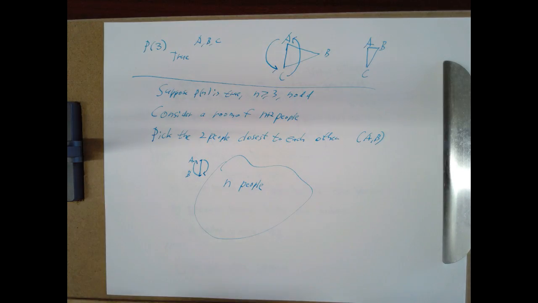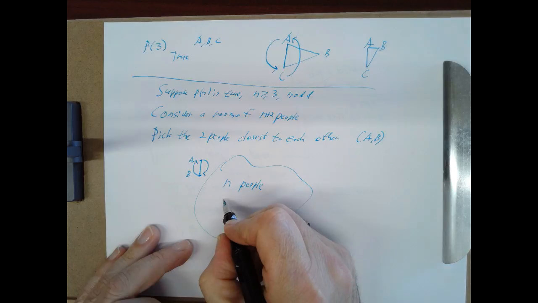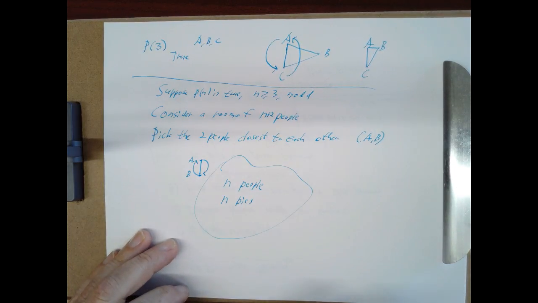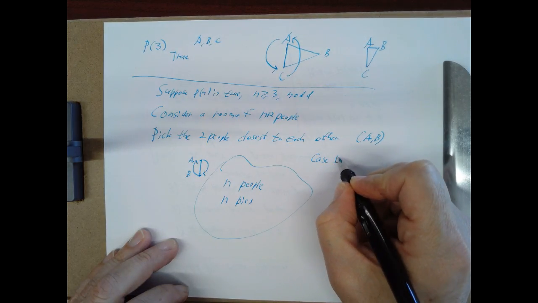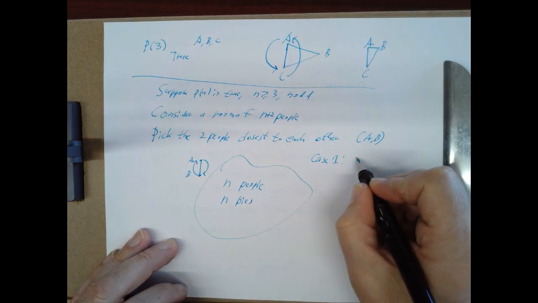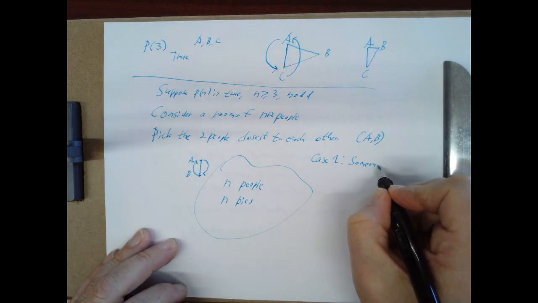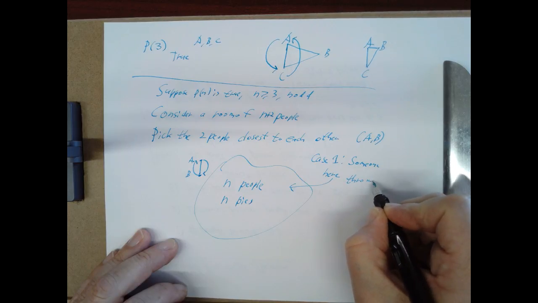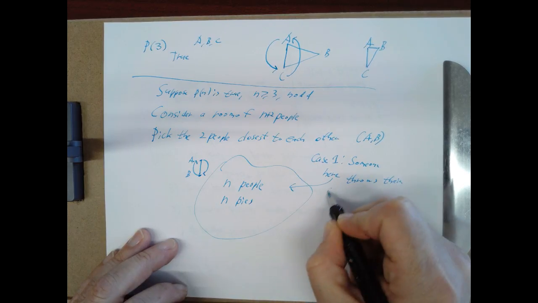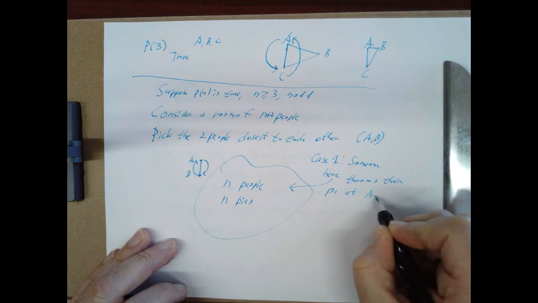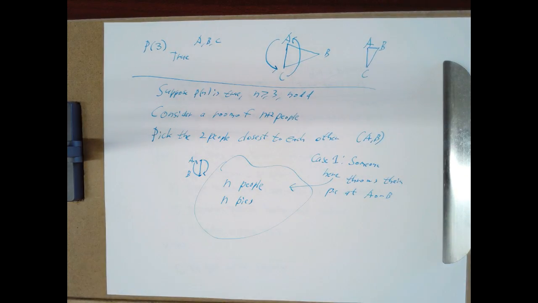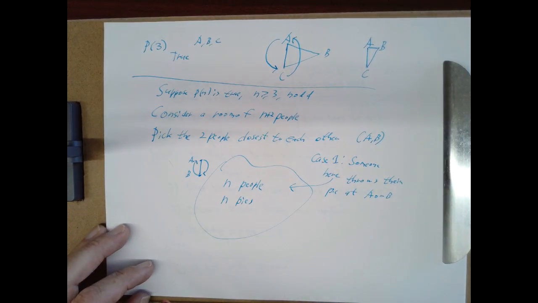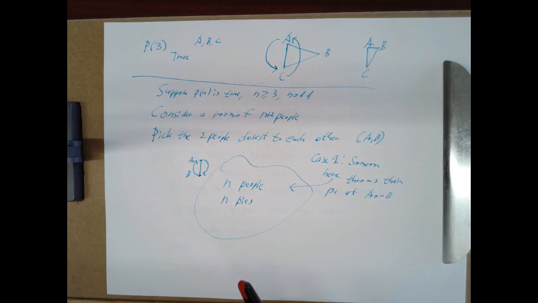So now, in this other group of people, we have n people and we have n pies. And there's two possibilities. Case one, someone here throws their pie at A or B. So somebody in this remaining group of n people with n pies throws their pie at either A or B. Okay, that's one possibility.